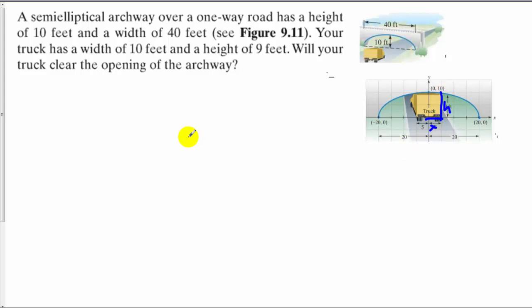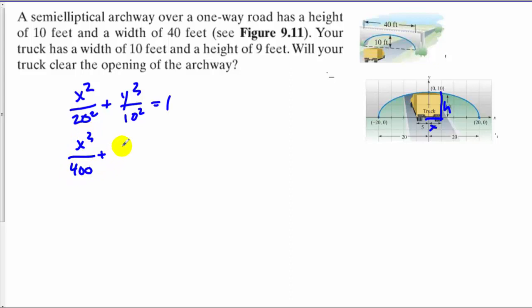So let's write an equation for my ellipse. I know I have a center at 0, 0, so I have x squared over 20 squared because it's a horizontal major axis, plus y squared over 10 squared is equal to 1. This gets me x squared over 400 plus y squared over 100 is equal to 1.